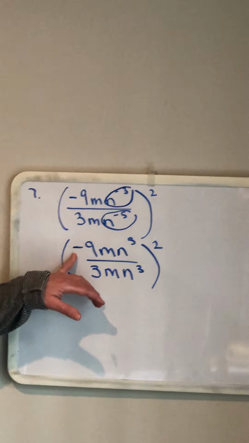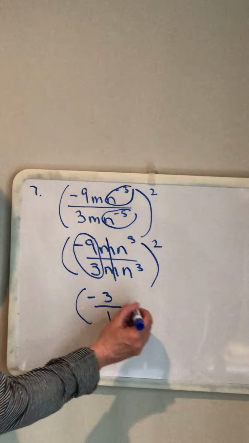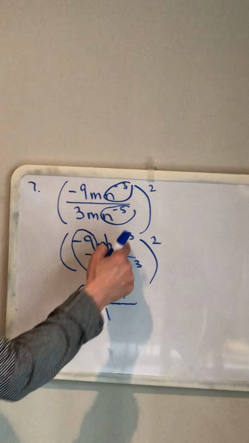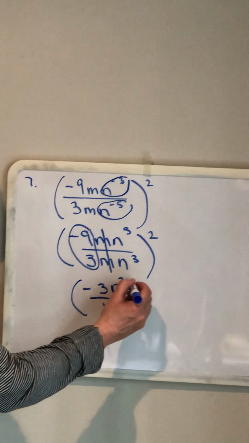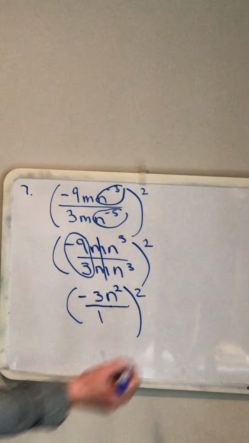So I'm going to say negative 9 divided by negative 3 is negative 3 over 1. The m's, they cancel right on out. And then for the n's, you subtract those exponents and you get n squared in the numerator, because that's where your larger n was. And that whole thing is still being raised to the 2nd power.